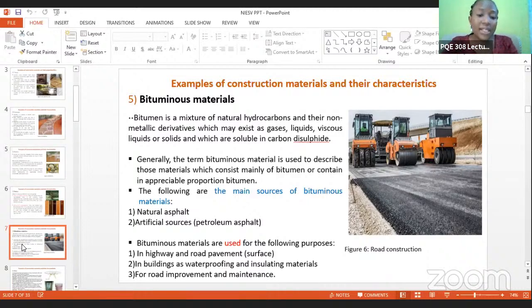But the most important thing is we have two main sources of bituminous materials. We have natural asphalt and artificial sources, that is the petroleum asphalt. Bituminous materials are used for the following purposes. We can use them in highways that we know. They can be used as waterproofing or insulating materials, and they can be used for road improvement and maintenance. I'm very sure we are all conversant with all this.